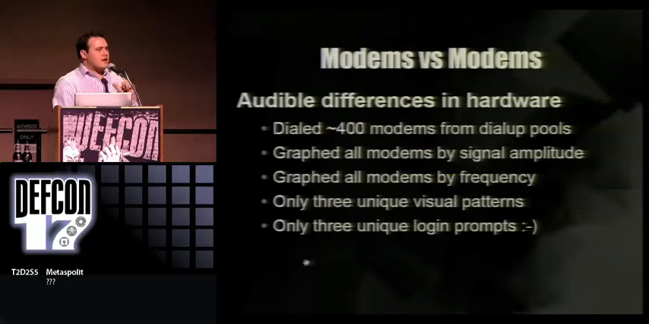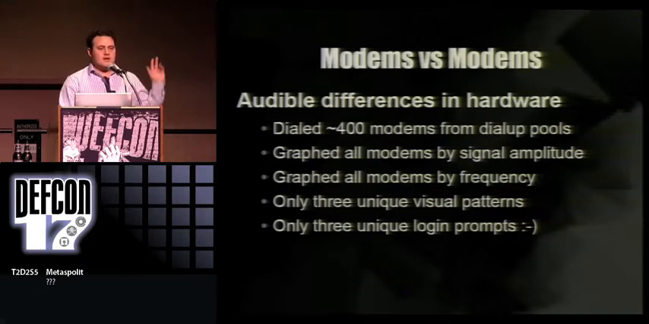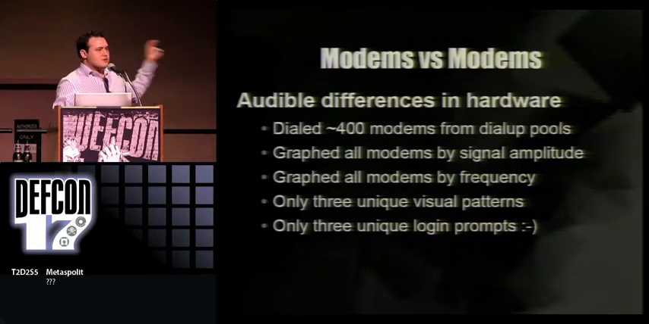So the neat thing is, now I've got these giant lists of modems that I pulled out of dial-up pools, out of the POP list for all of AOL. I basically dialed every single AOL access number in the US and then compared all the audio to see what they look like. I checked the signal amplitude, I checked the frequencies, I looked at the different patterns. Basically, you'll see exactly three different visual patterns pop out, three different audio samples and three different carriers.